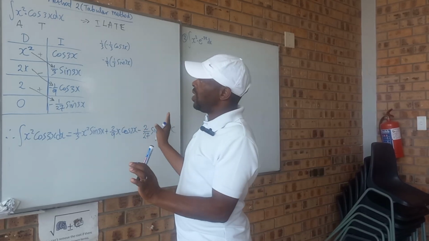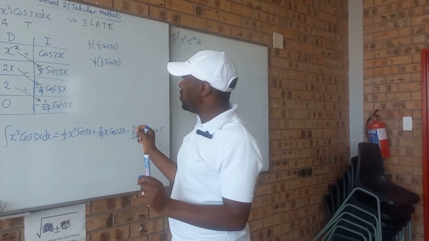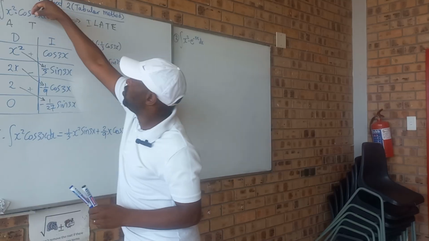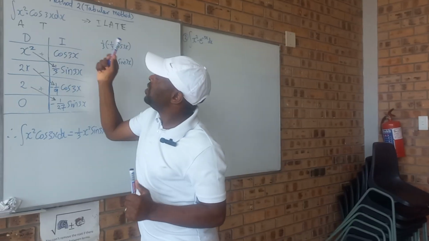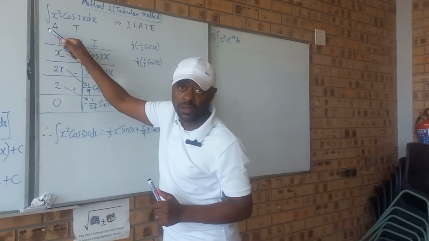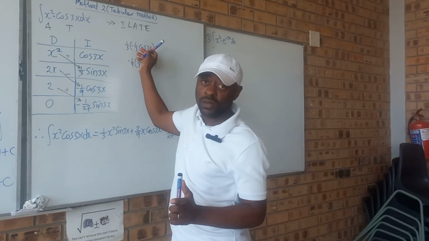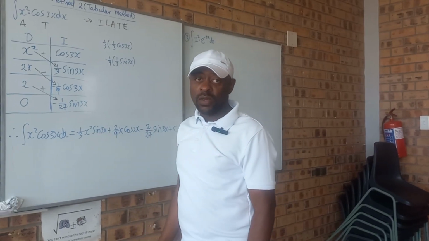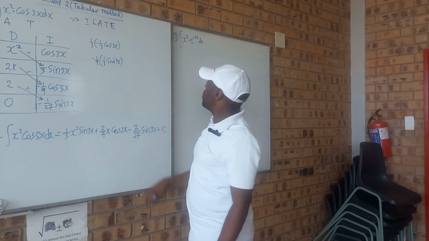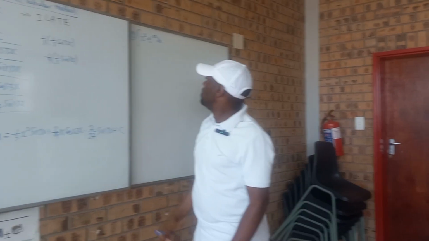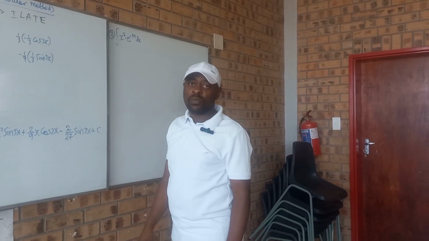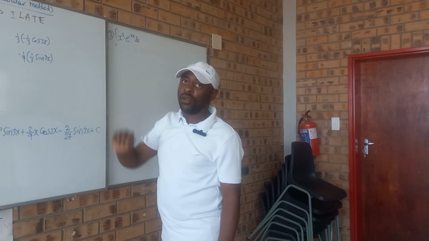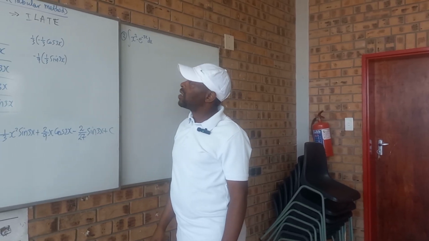So this tabular method, I've explained it to you. For you to use it, make sure the two functions are in such a way that algebra comes first, followed by any kind of function. If algebra comes first, you are free to use the tabular method. So let's look at the second example and see whether we can exploit the option of the tabular method in the second example.